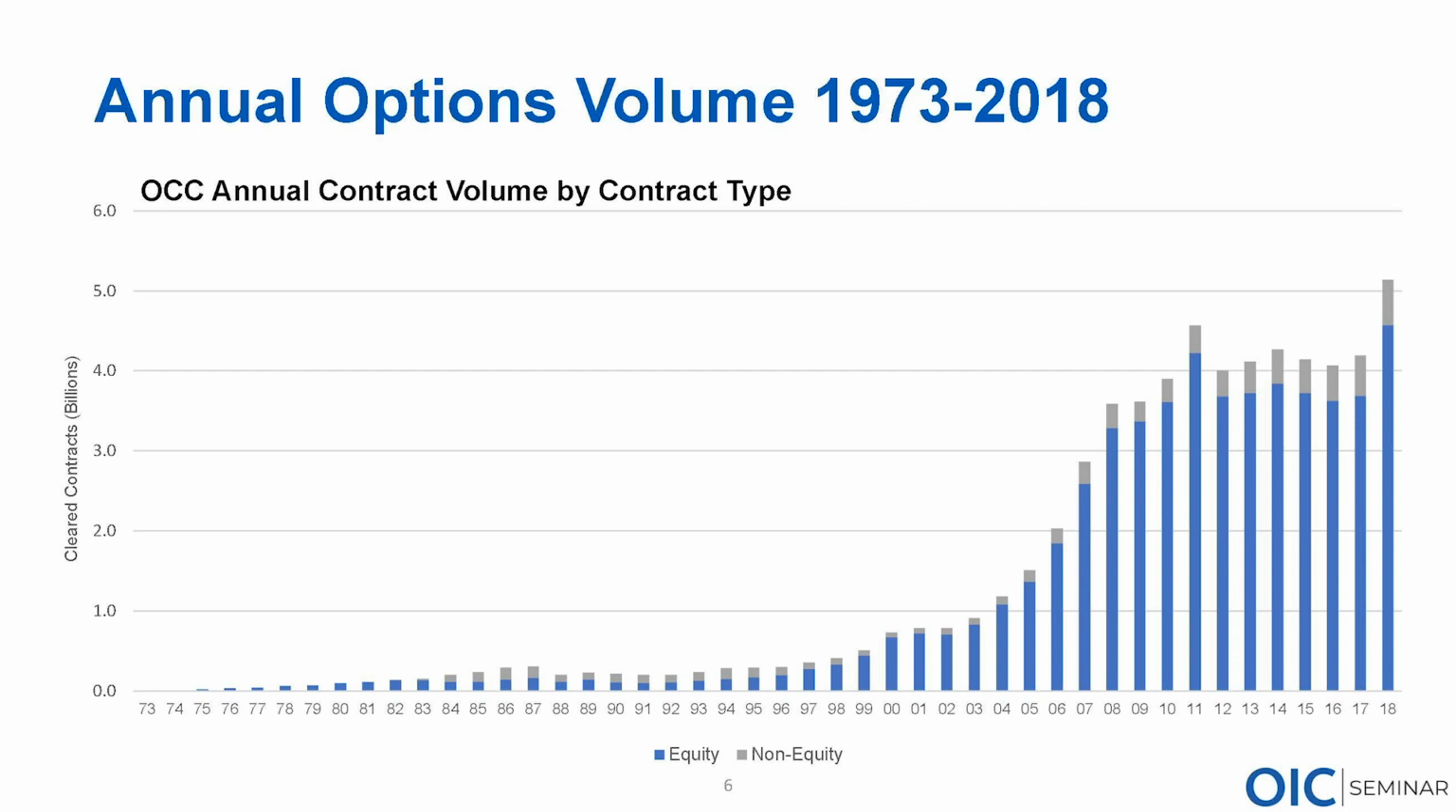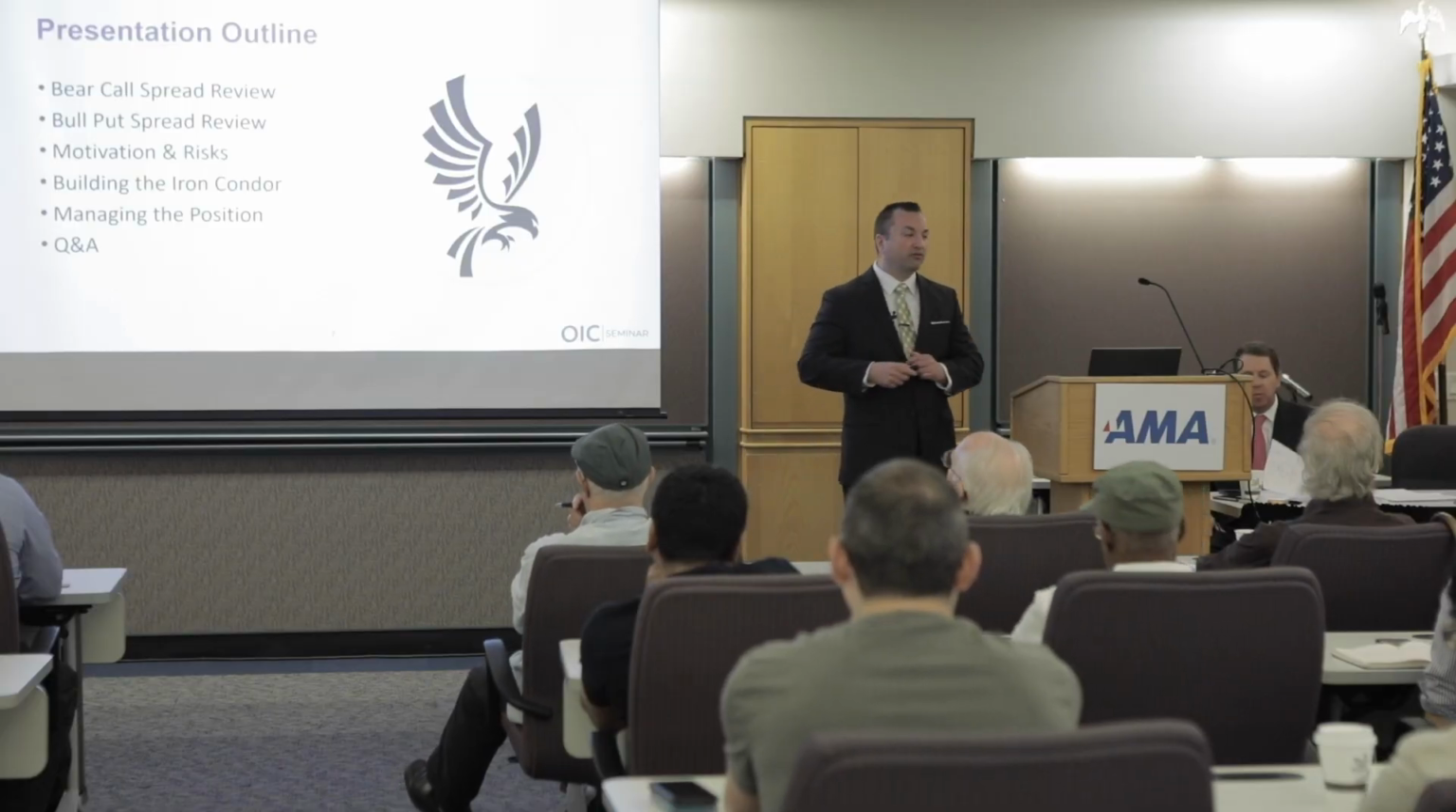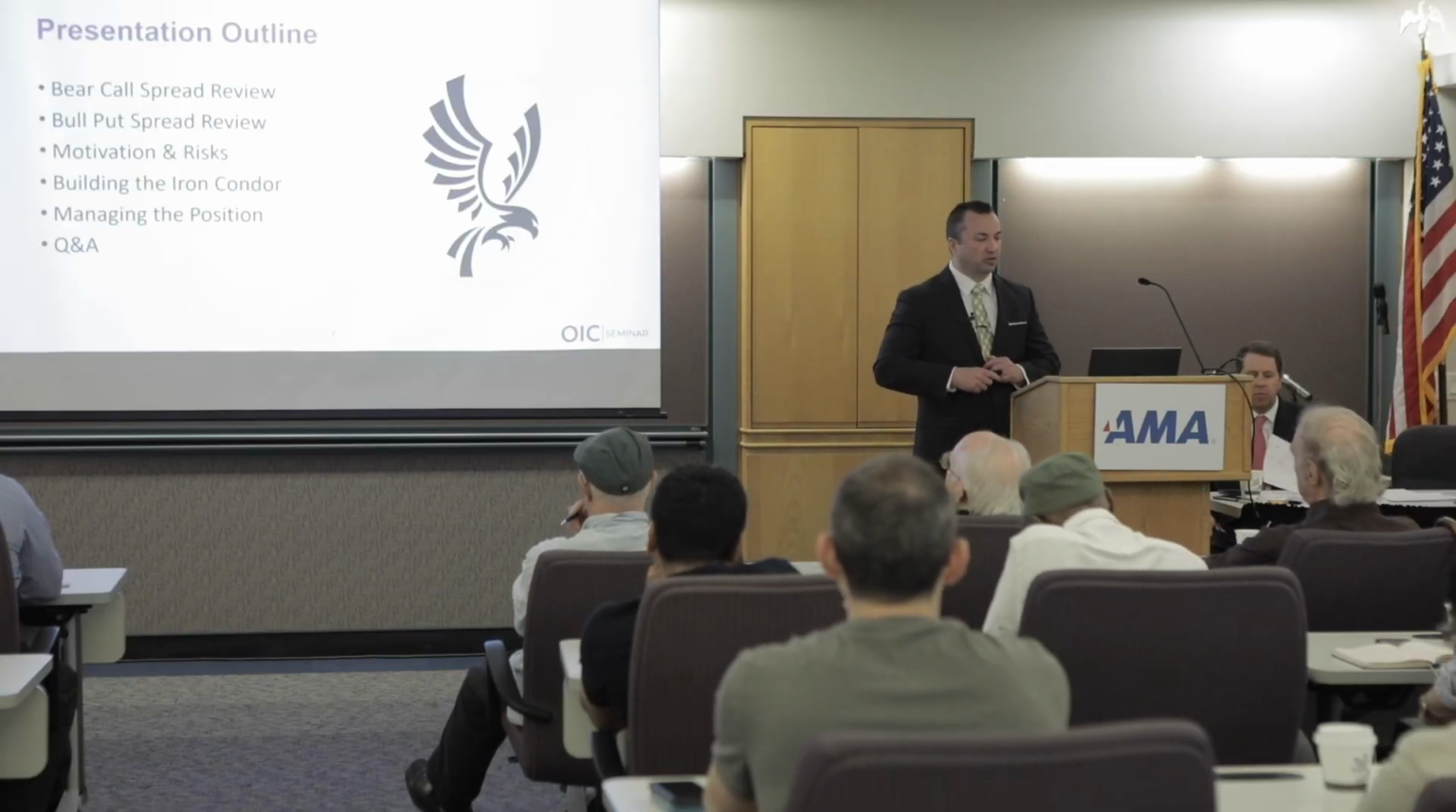And then the spike in 2018 with increased volatility and uncertainty from a micro and macroeconomic perspective. And we got over 5 billion contracts. We're not on pace to do that this year, but we're close. So the options industry is thriving, and it's continuing to show signs of growth.